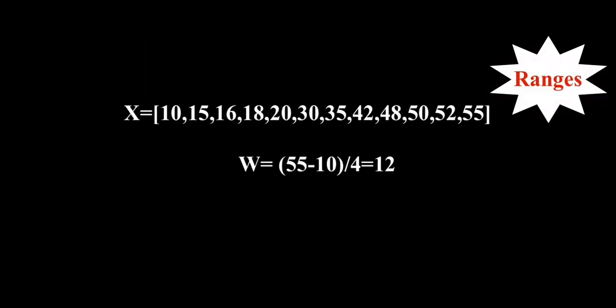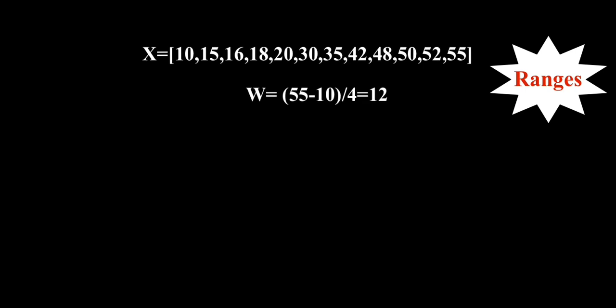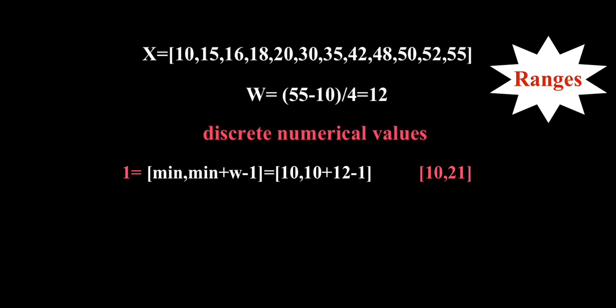And now, how to find the ranges? There are two ways to find the ranges. The first, if we have discrete numerical values, like the case of our example, we can do as follows. The first range will start with the minimum, and the end of the range will be minimum plus W, the width, minus 1. The first range will be from 10 to 21.